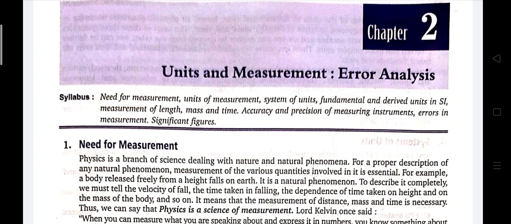Lord Kelvin once said, when you can measure what you are speaking about and express it in numbers, you know something about it. But when you cannot express it in numbers, your knowledge is of meager and unsatisfactory kind. What does his statement mean? Anything that is theoretical, that is not having any mathematical calculations or mathematical expressions, then that knowledge is meager and unsatisfactory.